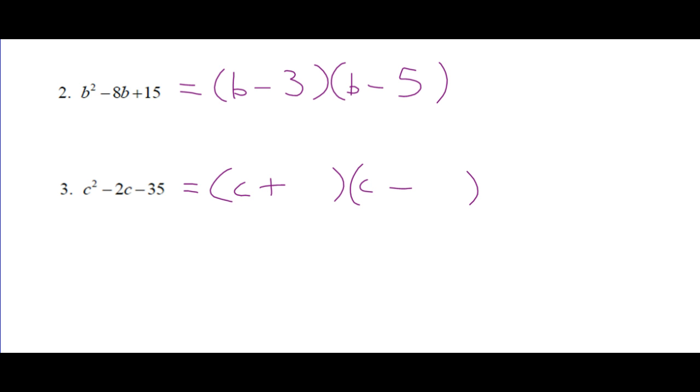Okay, where does the 7 go? With the minus, right? Why? Because we know the bigger number has to be negative. Okay, so we go 7. And then we check, right? Because we can FOIL stuff in our head really quick. So we go c squared minus 7 plus 5 is minus 2c minus 35.